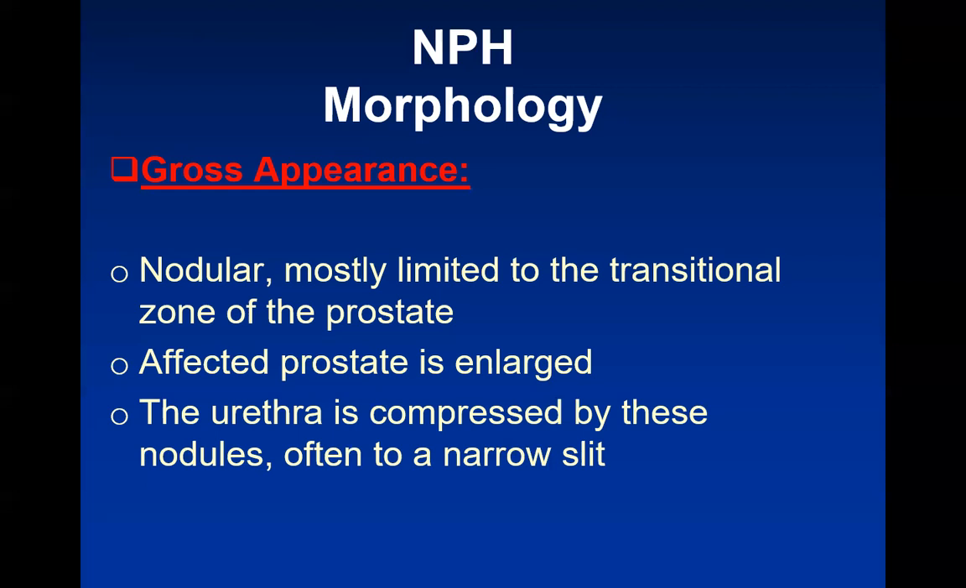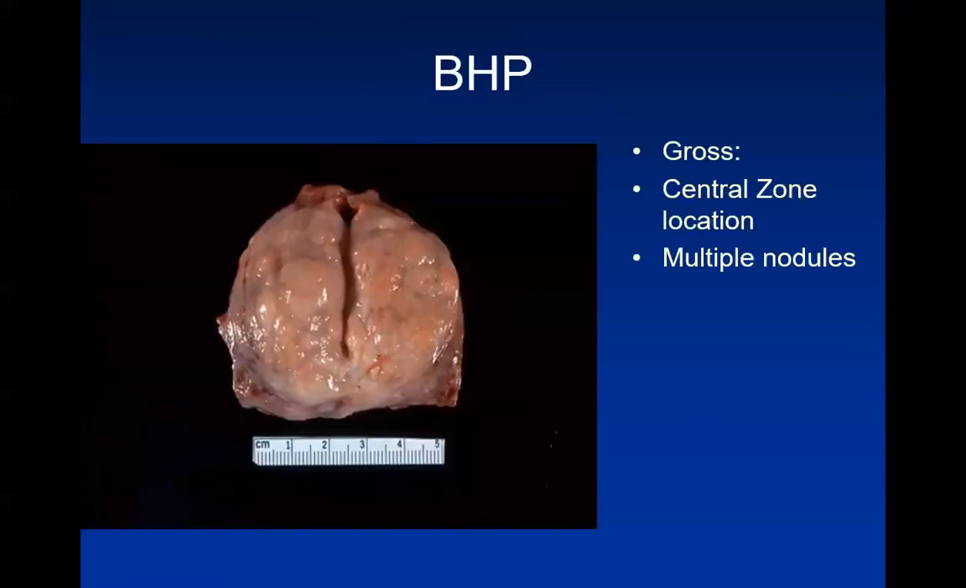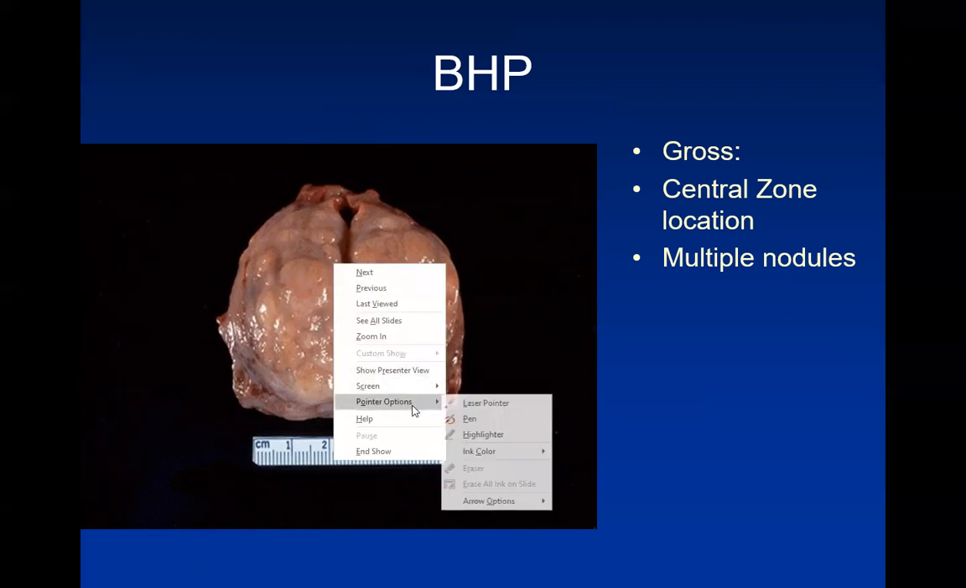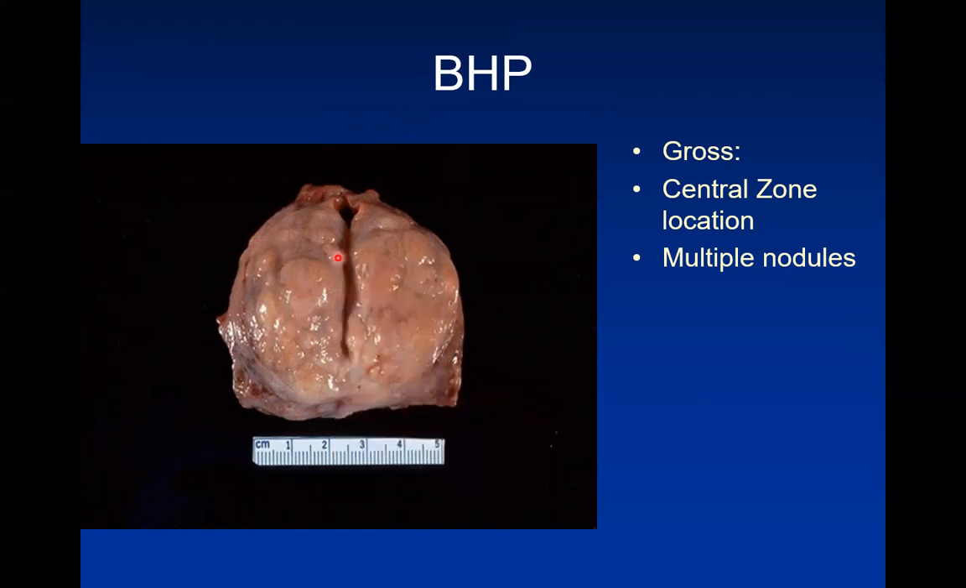All right, now what's going to happen, the fact that it is mostly limited to the transitional zone of the prostate, you would see that the prostatic urethra is compressed to a slit-like lumen. That's what I meant by a slit-like lumen. And that's when you see all these nodules. All these nodules are what make up the prostatic nodular hyperplasia, limited to the periurethral or the transitional region.